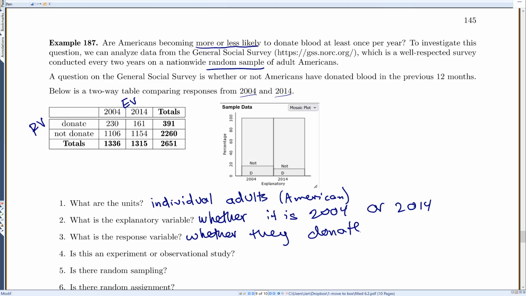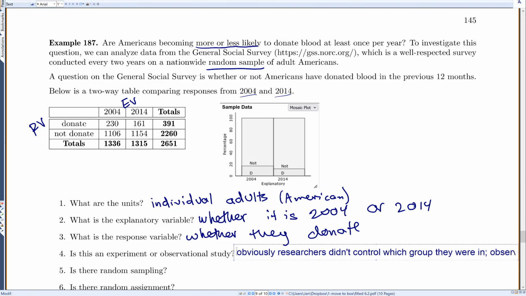So let's see, is this an experiment or observational study? Well, for it to be an experiment, the researchers have to control which group you're in. Obviously, the researchers couldn't control people and put some of them in 2004 and some people in 2014. So the researchers didn't control which group they were in, and it is an observational study.